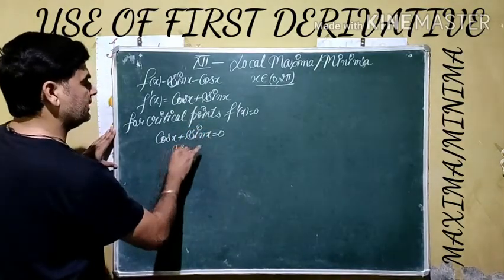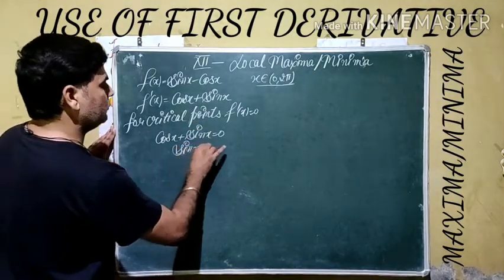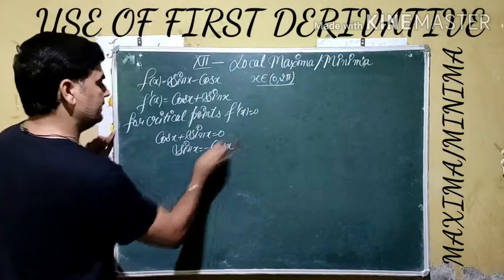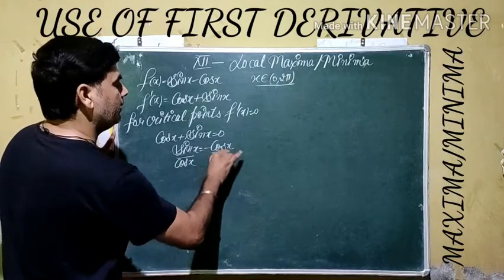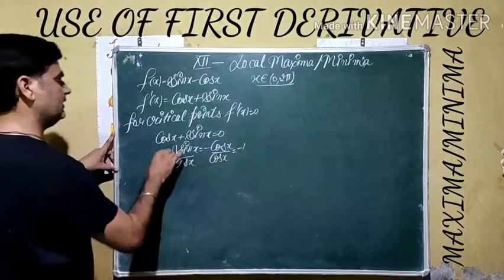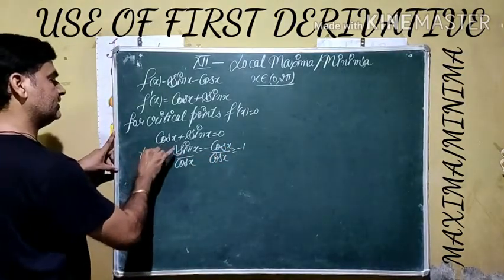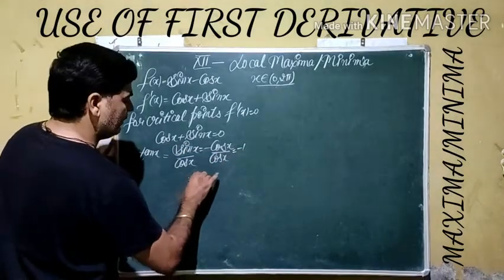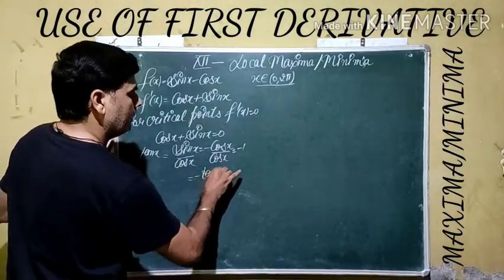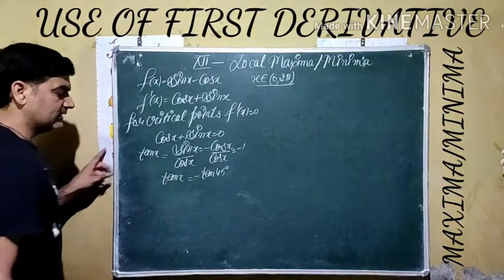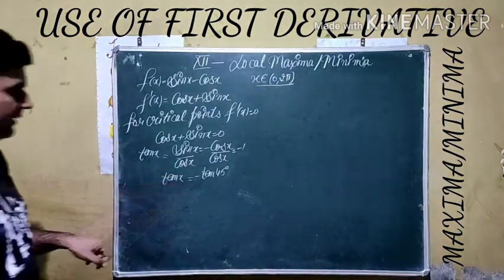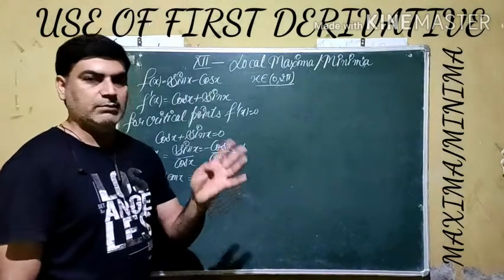If we shift cos x to the other side, sin x is equal to minus cos x. Divide by cos x on both sides. We get from here, the right hand side becomes minus 1 and the left hand side becomes tangent x. As you know, 1 comes at 45 degree. As you know, tangent is negative in quadrant number 2 and quadrant number 4.